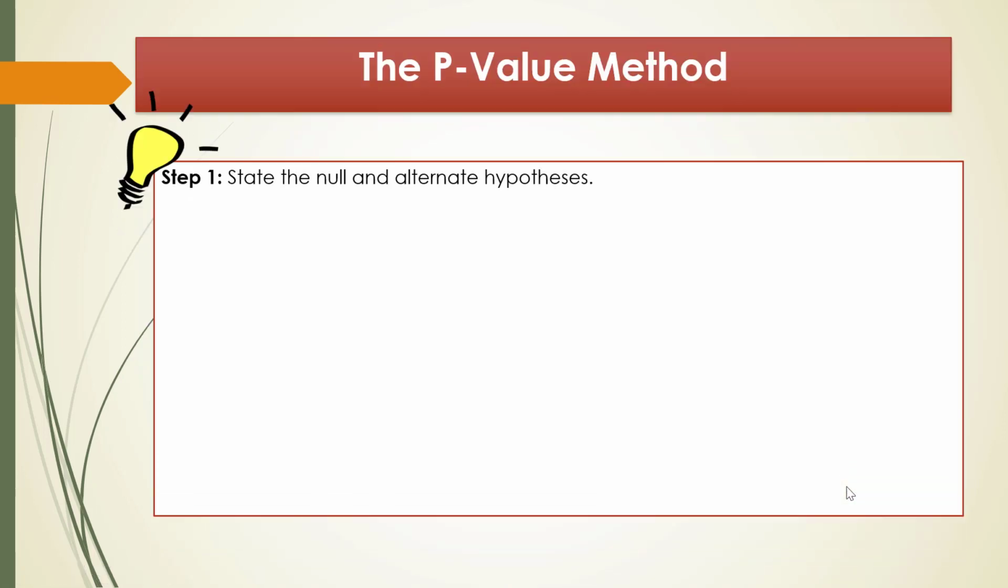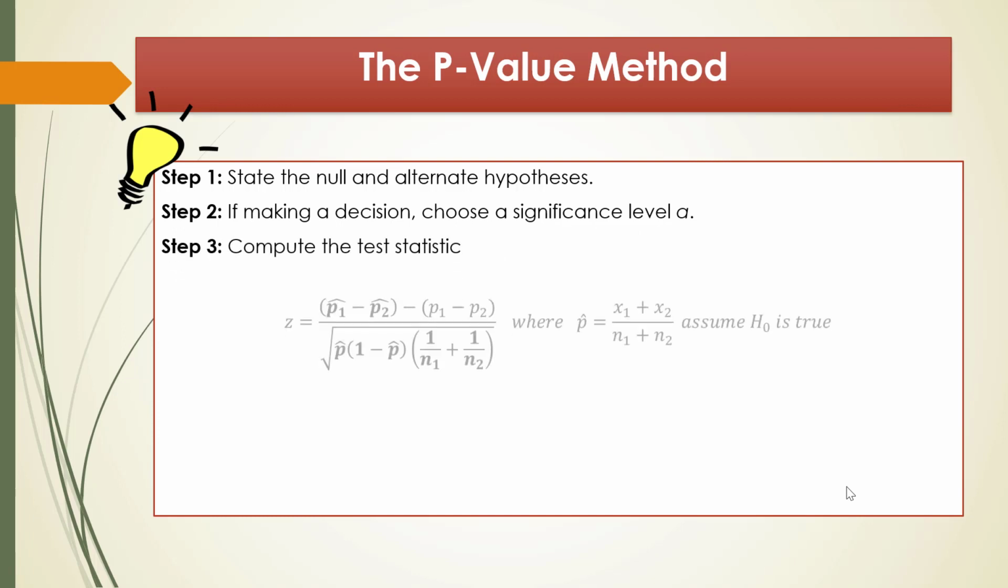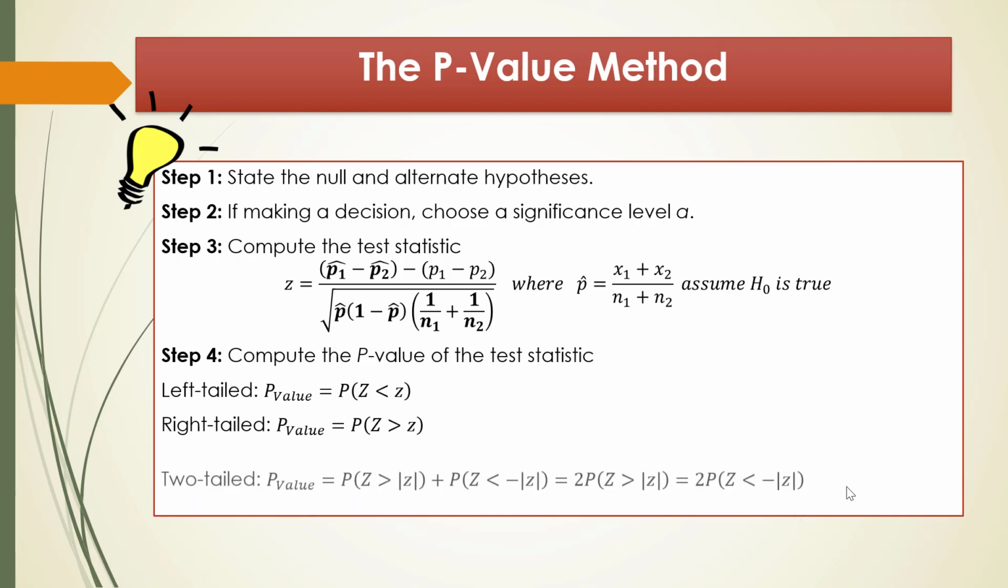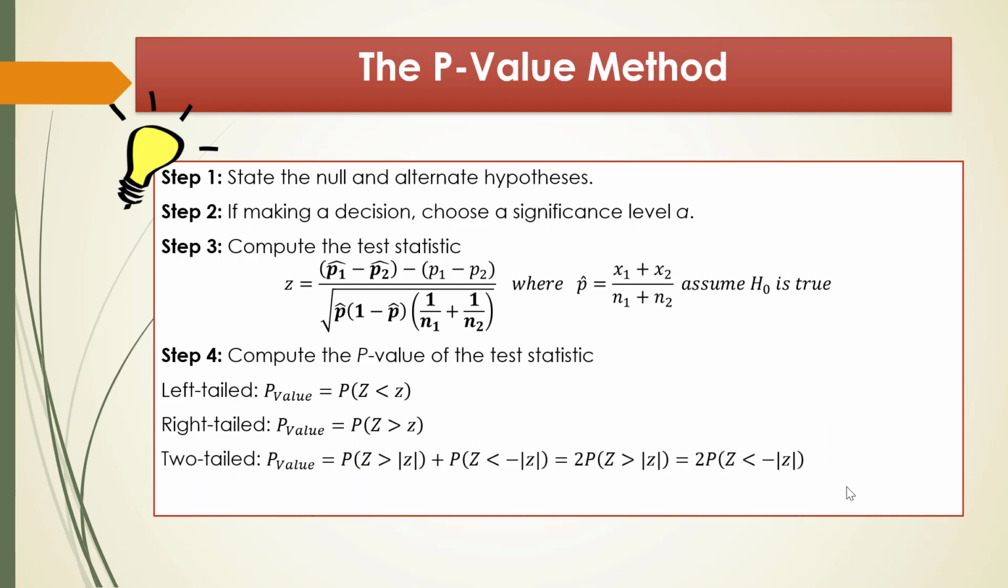So in order to perform the p-value method, first we state the null and the alternate hypothesis. Then we choose a significance level alpha. We compute the test statistic. Then we compute the p-value. If it's a left tail, the p-value is the probability that Z is less than little z. Right tail, the p-value is the probability that Z is greater than little z. Two-tailed, the p-value is the probability that Z is greater than the absolute value of z, and the probability that Z is less than minus the absolute value of z.